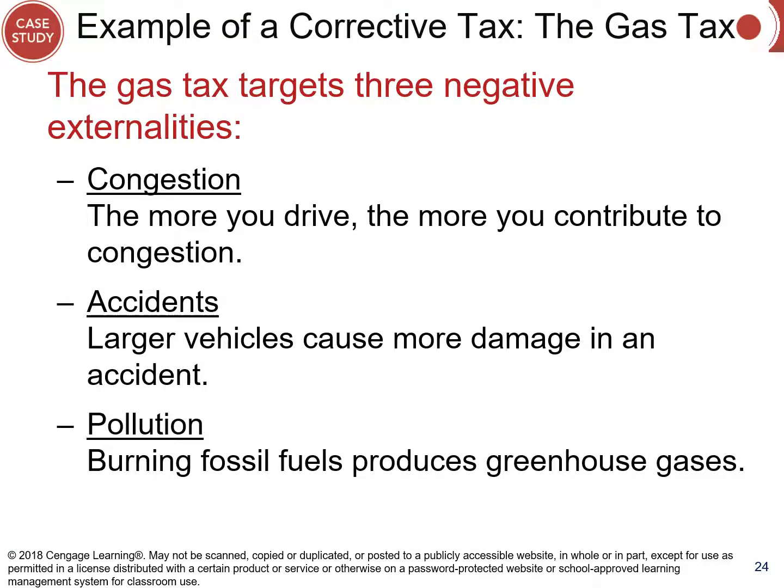Let's look at an example of a corrective tax, the gas tax. The gas tax targets three negative externalities. Congestion: the more you drive, the more you contribute to congestion. Accidents: larger vehicles cause more damage in an accident. And pollution: burning fossil fuels produces greenhouse gases.